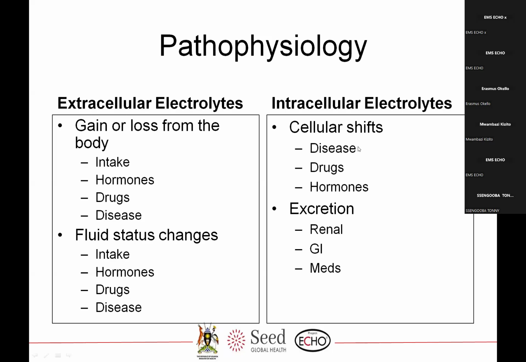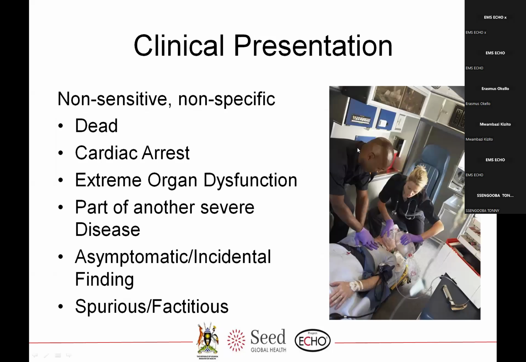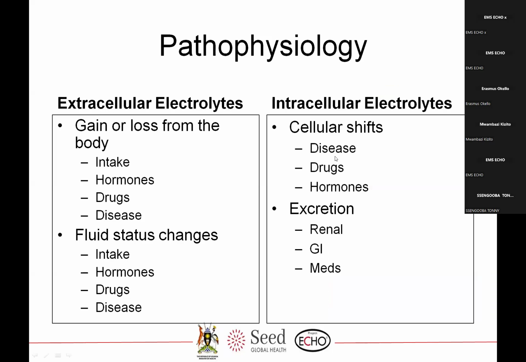So cellular shifts due to diseases like diabetes, cellular shifts due to drugs like insulin and salbutamol, and cellular shifts due to hormones can all influence electrolytes, while excretion challenges can also be a problem for intracellular electrolytes, like in the case of renal dysfunction. The case we just had was one of a patient with renal failure. That means this patient was not able to excrete the potassium from their body, and that upset the balance between the intracellular and extracellular levels.